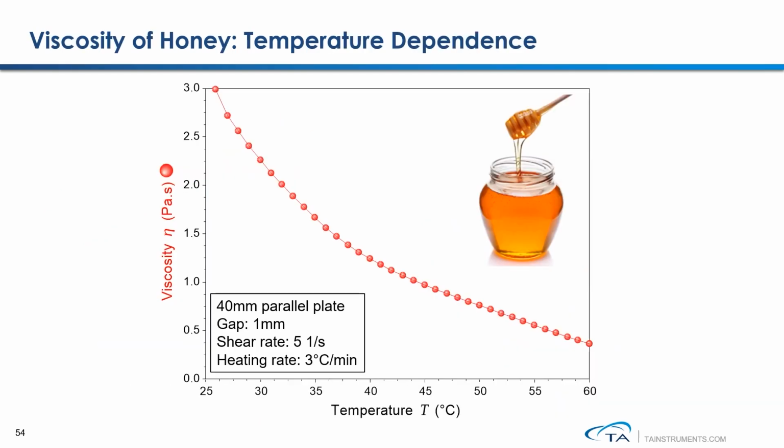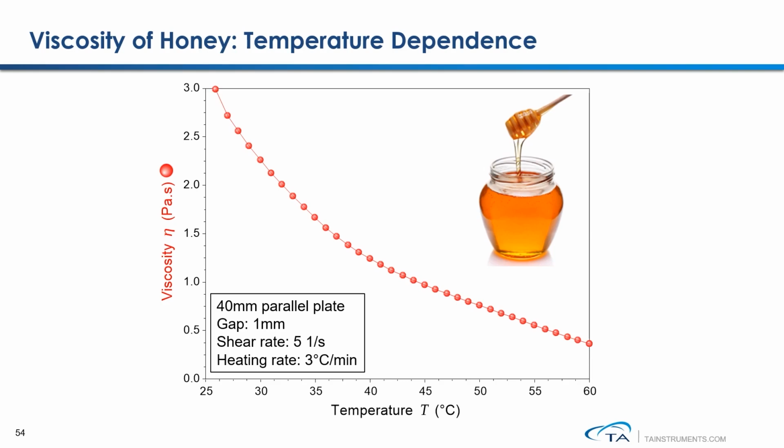Here is an example of measuring the viscosity of honey at different temperatures. The sample is loaded between a 40 mm parallel plate with a gap of 1 mm. Shear rate is set at a fixed value of 5 reciprocal seconds. In the meantime, we program a heating test with a specific heating rate of 3 degrees C per minute. And the results show the viscosity of honey is decreasing as you increase the measurement temperature.